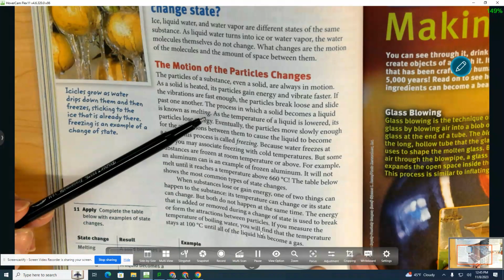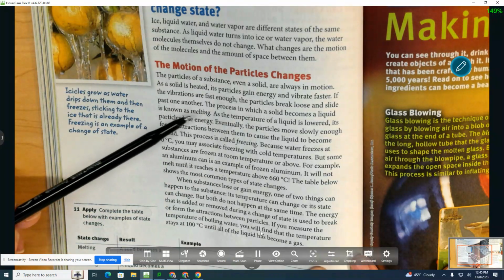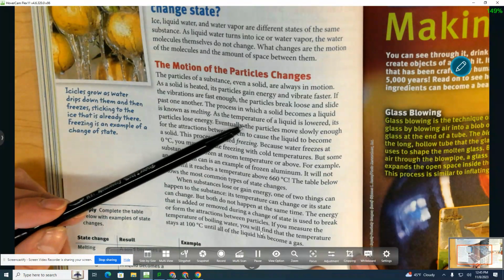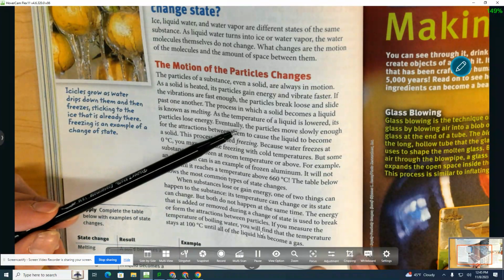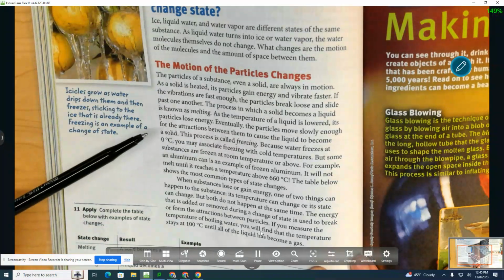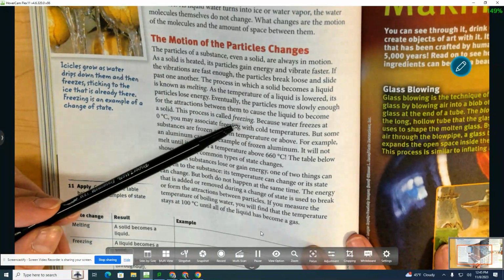As the temperature of a liquid is lowered, its particles lose energy. Eventually, the particles move slowly enough for the attractions between them to cause the liquid to become a solid. This process is called freezing.